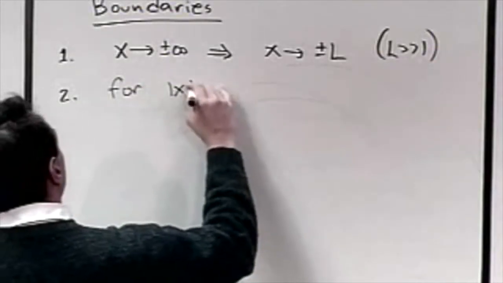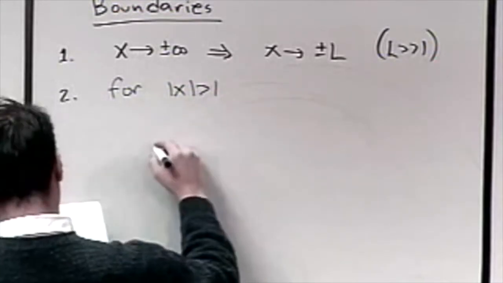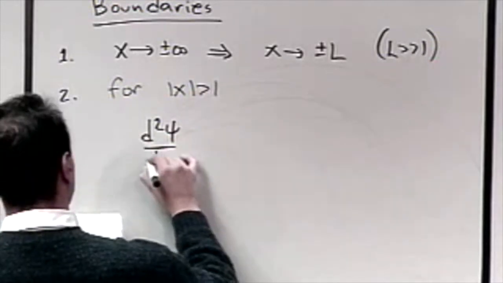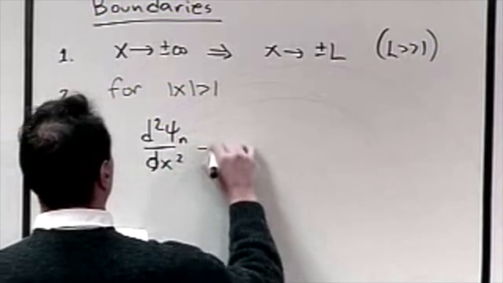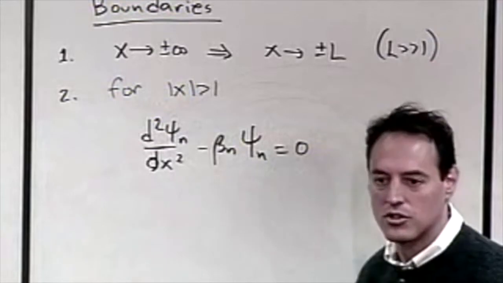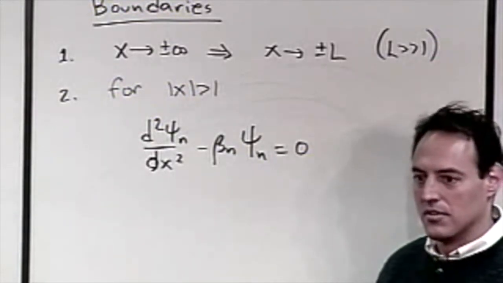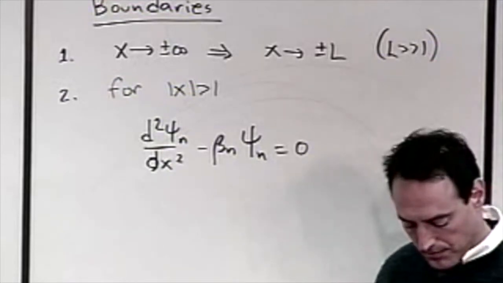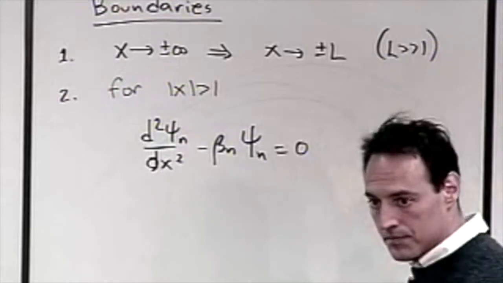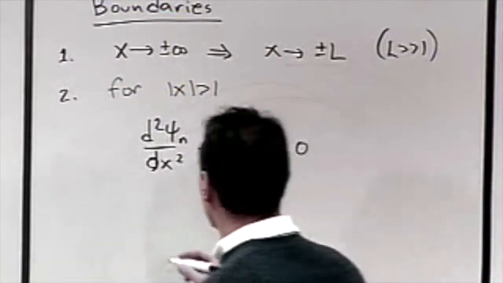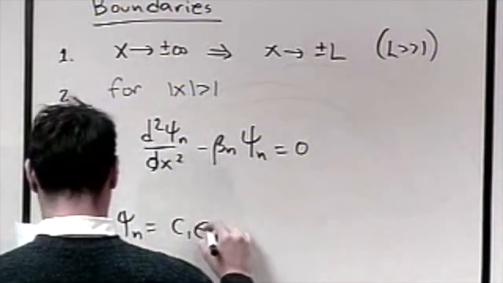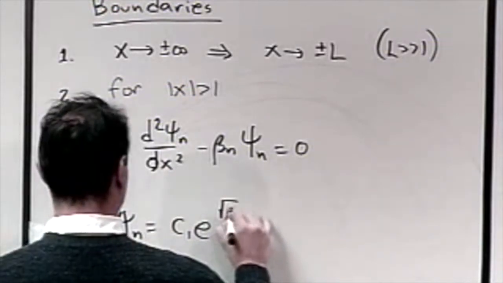for absolute value bigger than 1, our equation then just simply becomes a second order differential equation, constant coefficient. I know how to solve these pretty easily. Okay? In particular, you can solve this, and it has the generic solution of the form. It's a second order differential equation, has two linearly independent solutions, which take on the following form.